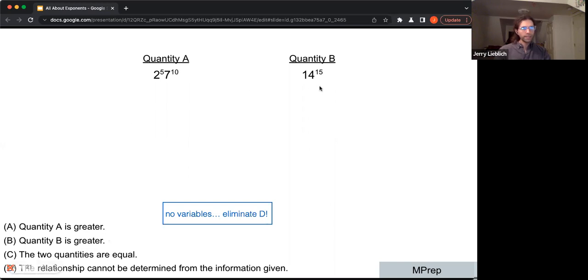Now, how am I going to get there? I think, all right, cool. 2 times 7 is 14. 5 plus 10 is 15. So these are equal, and it's C. But that's not the case. Why? Because the bases don't match. So I can't just do that. I only add the exponents if the bases match.